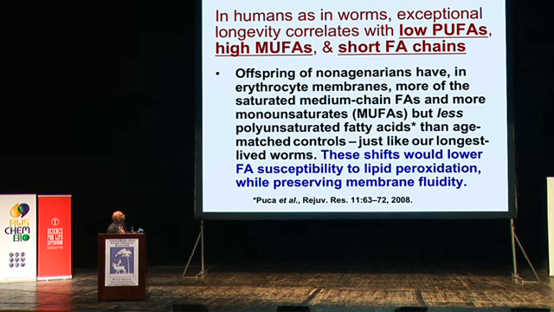But you can look at the children of nonagenarians or centenarians, and they are also enriched for monounsaturated fatty acids, for saturated fatty acids, and they have less of the polyunsaturated fatty acids, just like our longest-lived worms. So we think that the effect is for the same reason, reducing the risk of lipid peroxidation. Next slide.